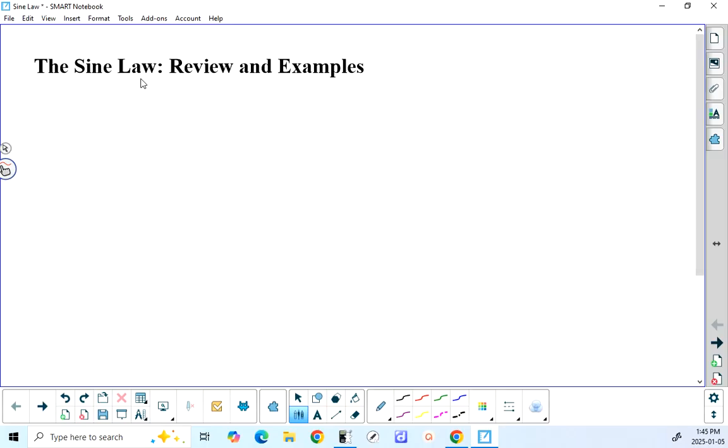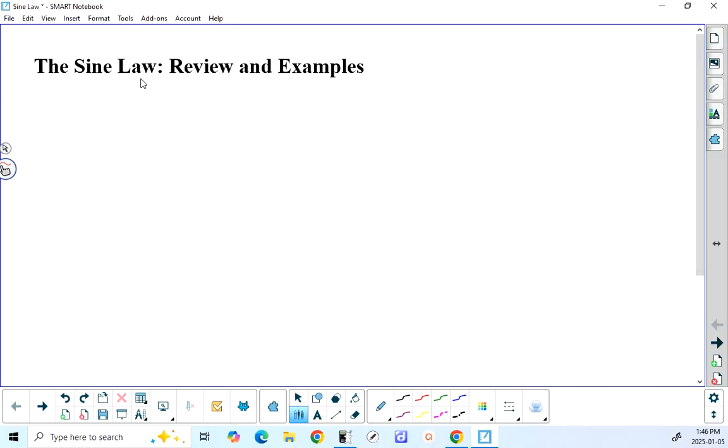What we're going to do today is spend some time reviewing what we learned on the very last day of classes before our Christmas break, which is how to use the sine law to find a missing side. After I review what the sine law is, we'll do a few examples where we find a missing side, and then we're going to move on and look at finding missing angles with the sine law. At the end of this lesson, you're going to have an assignment that needs to be completed and turned in for marks dealing with using the sine law to find missing sides and missing angles.